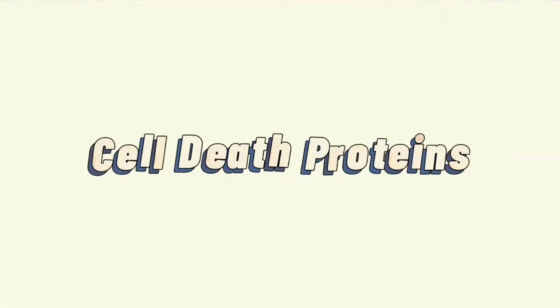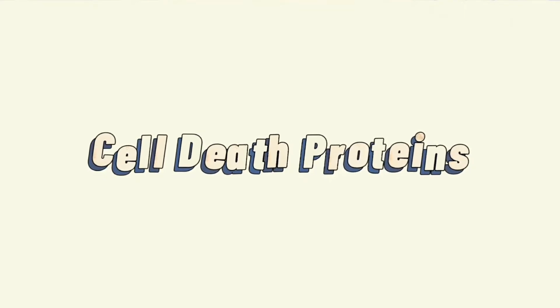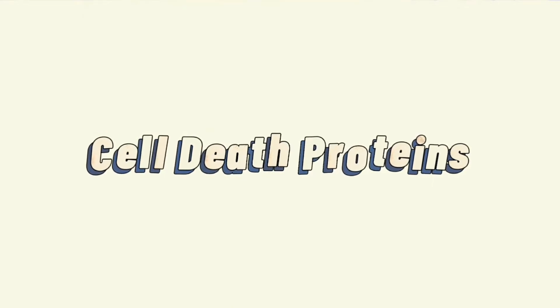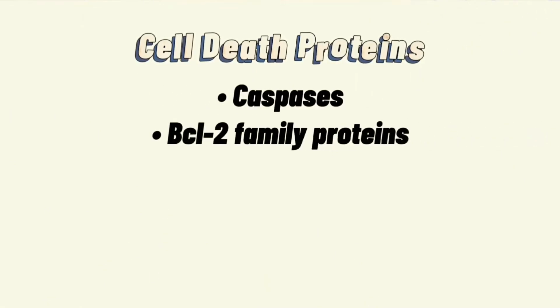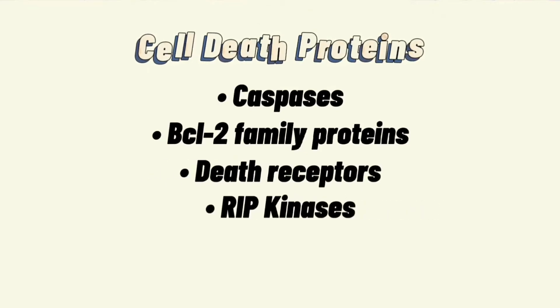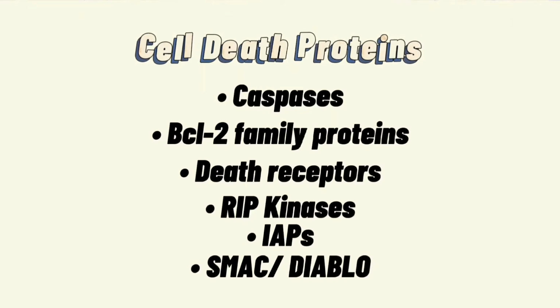Cell death proteins. Many proteins have been discovered that control whether a cell dies by the process of apoptosis, necroptosis, pyroptosis, or necrosis. Some key cell death control proteins include caspases, BCL2 family proteins, death receptors, RIP kinases, IAPs, SMAC, or Diablo.